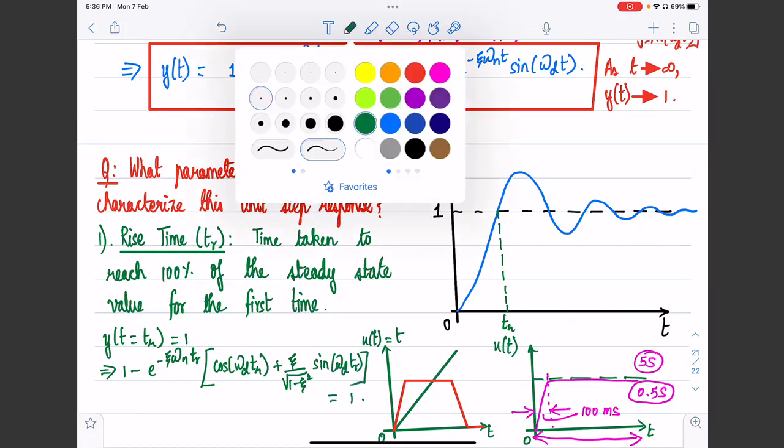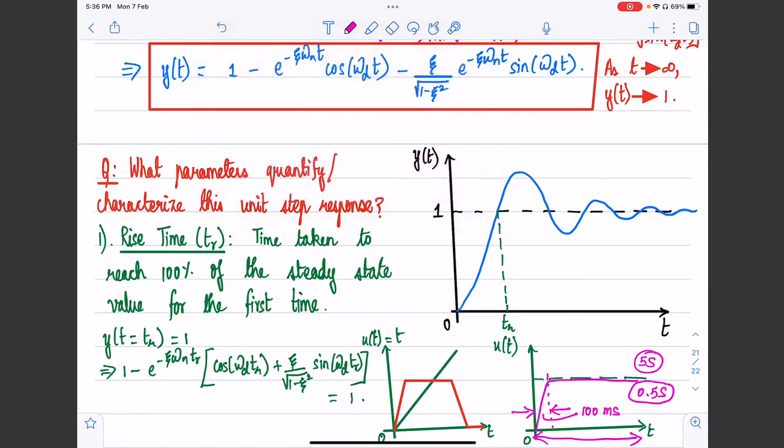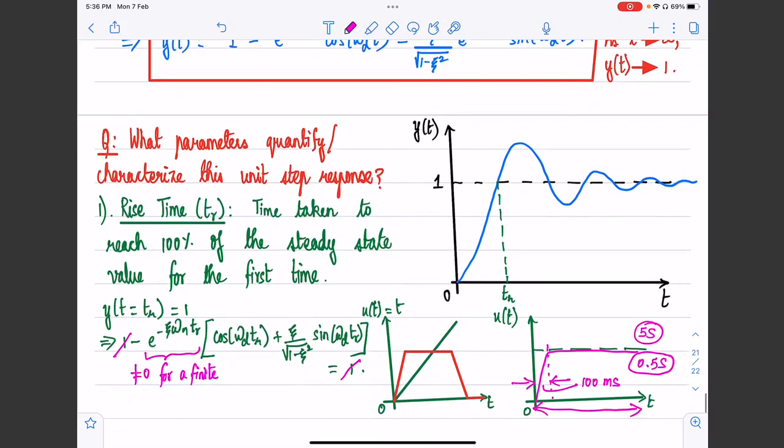I get this from the expression for the output function. We can immediately see that 1 and 1 get cancelled off, and then we are left with 0 equal to e power minus zeta omega n tr multiplied by the term in the square bracket. But this term, e power minus zeta omega n tr, is not equal to 0 for a finite value of tr, because the rise time is not infinity. We know that the exponential with a negative exponent will go to 0 only for infinite time, but here the rise time is finite, so this is not 0.